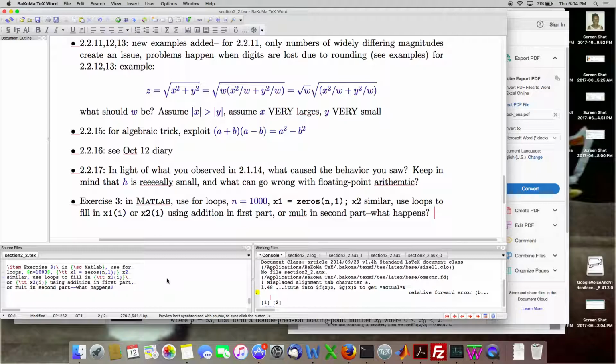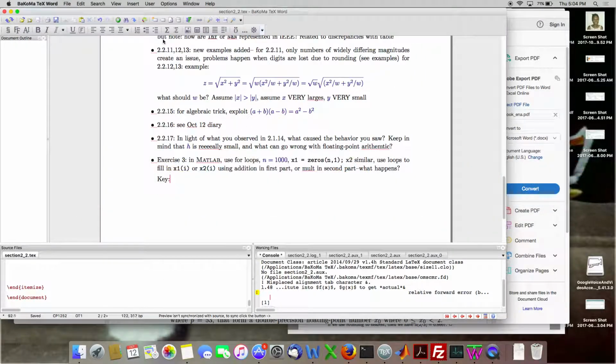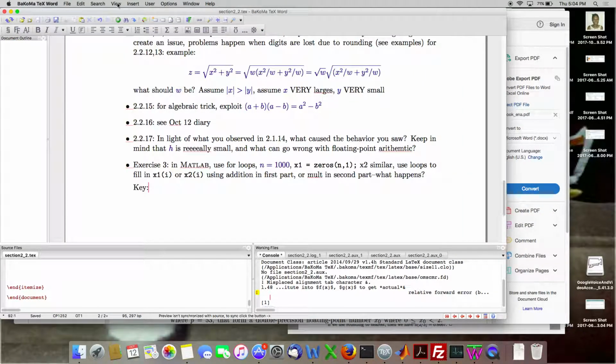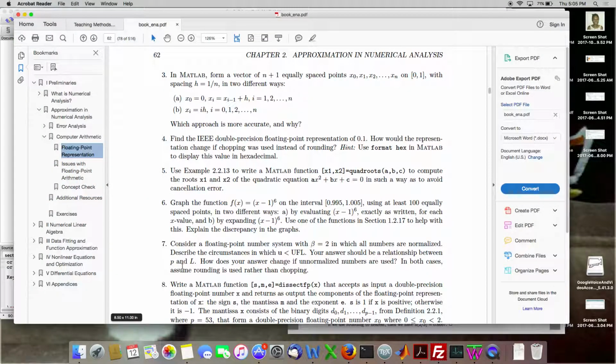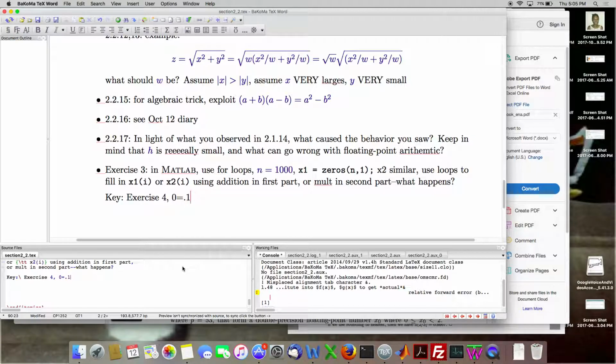Okay. One key here is from a later exercise. From exercise 4, 0.1 cannot be represented exactly. And similar for other negative powers of 10. Integers can, but not negative powers.